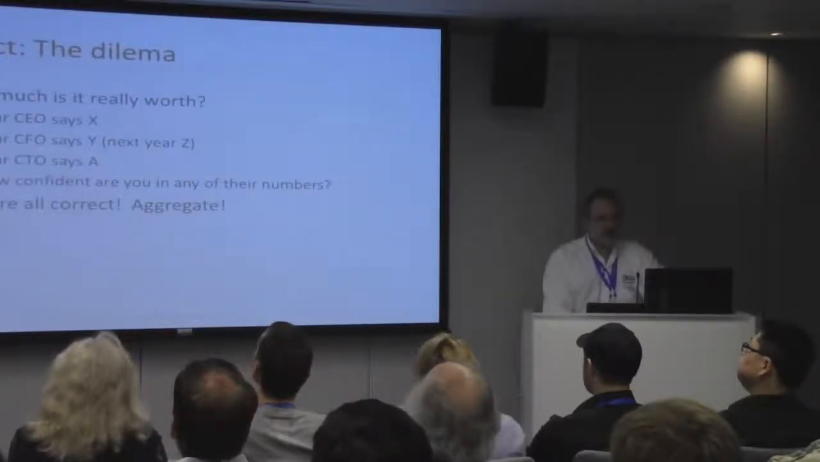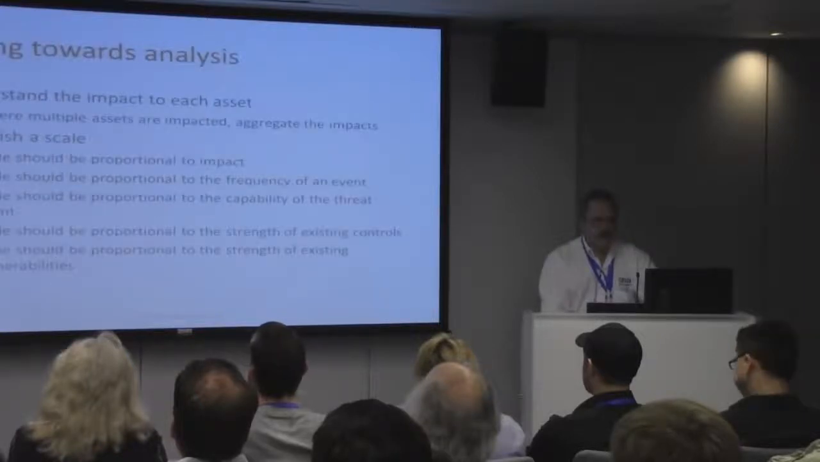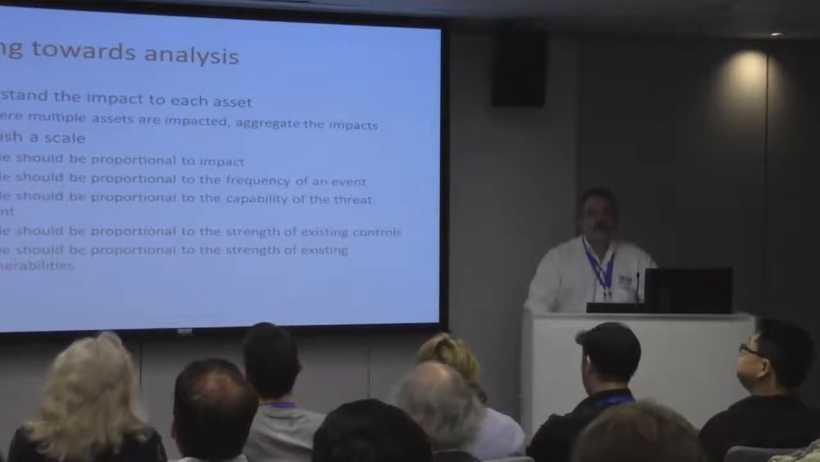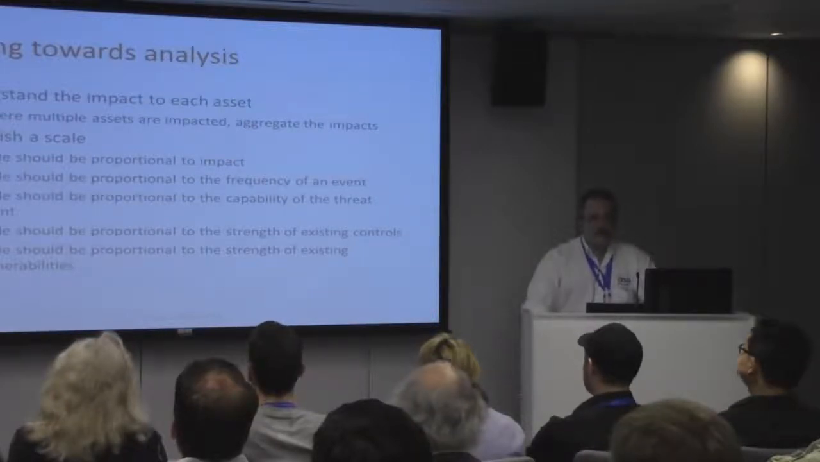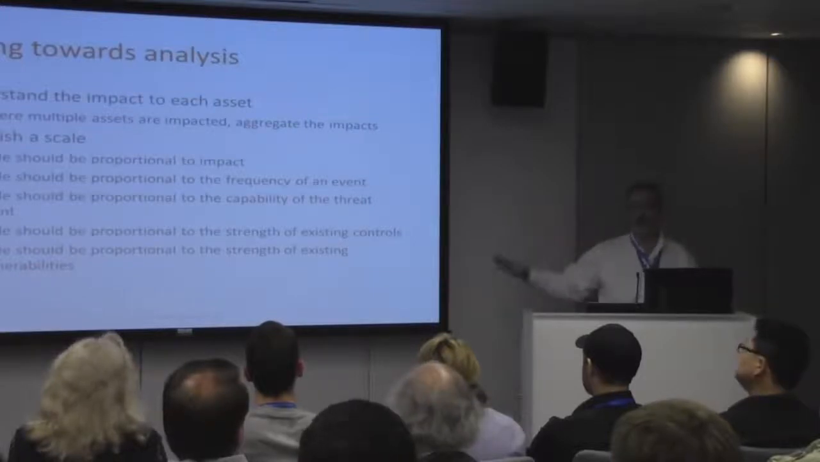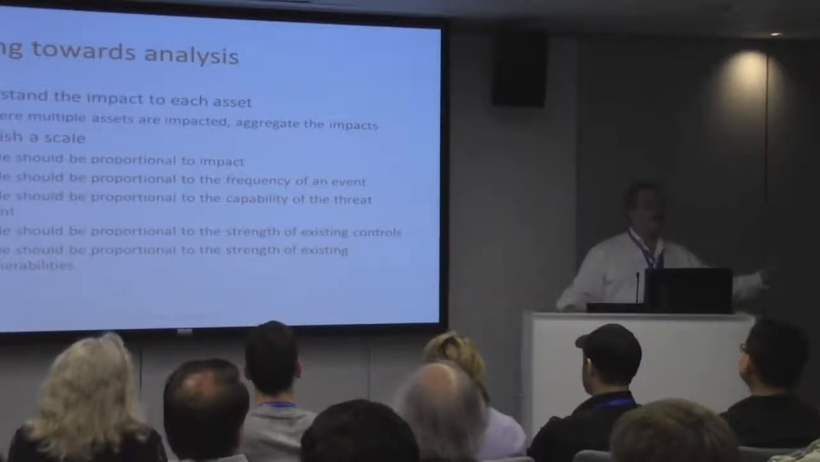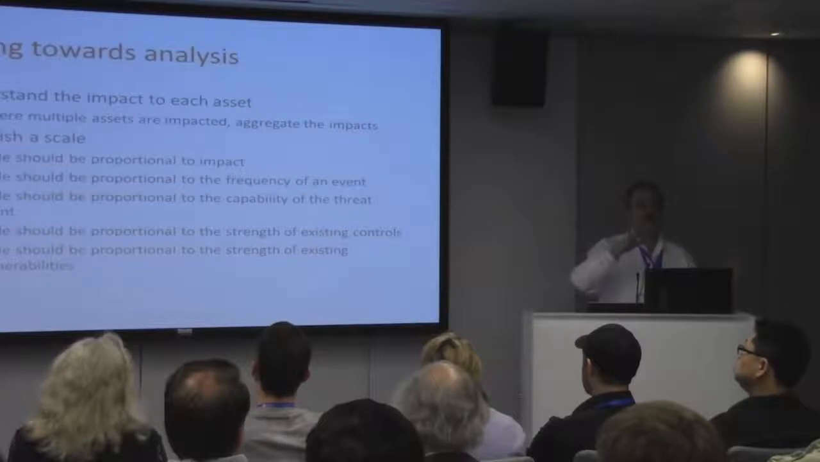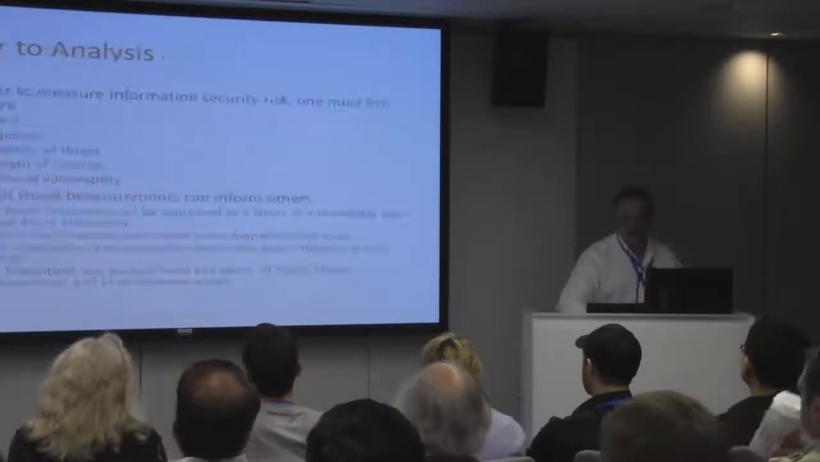So your CEO says X, your CFO says Y, we've already gone through this, they're all correct. Aggregate, moving towards analysis. So where multiple assets are impacted, aggregate the results, establish a scale, and the scale should be proportional to the impact, it should be proportional to frequency, capability, etc. The idea is you're establishing a model. Models reflect reality, models are never reality, models can always be adjusted. And so what I'm presenting to you is the shell of that model that you're getting into.